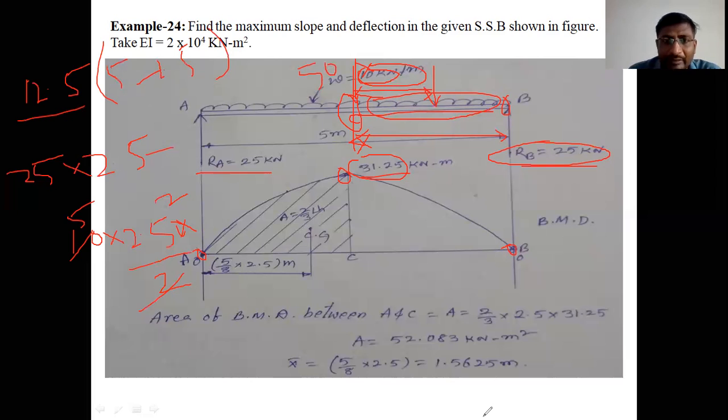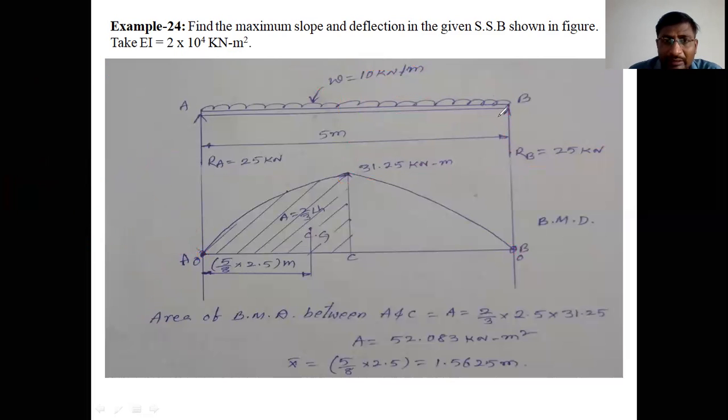So the bending moment at the center point is positive. That's why I am locating the point 31.25 kilonewton meter above the baseline of the bending moment diagram. After locating this point 31.25, how do we join the points of the bending moment values at B, C and A? It is a UDL. So wherever a UDL is acting on the beam, the bending moment diagram is a parabolic curve, isn't it? Parabolic curve.